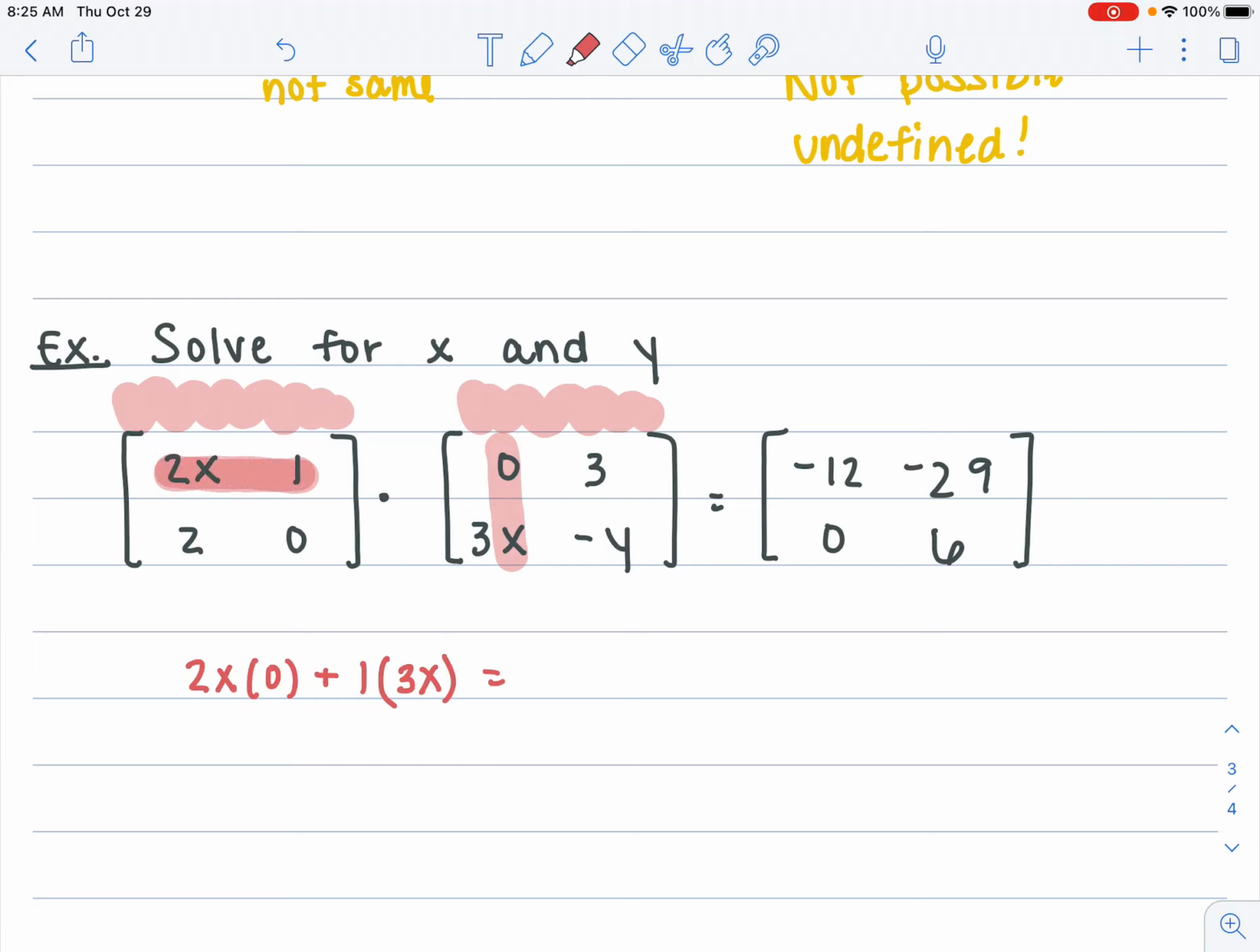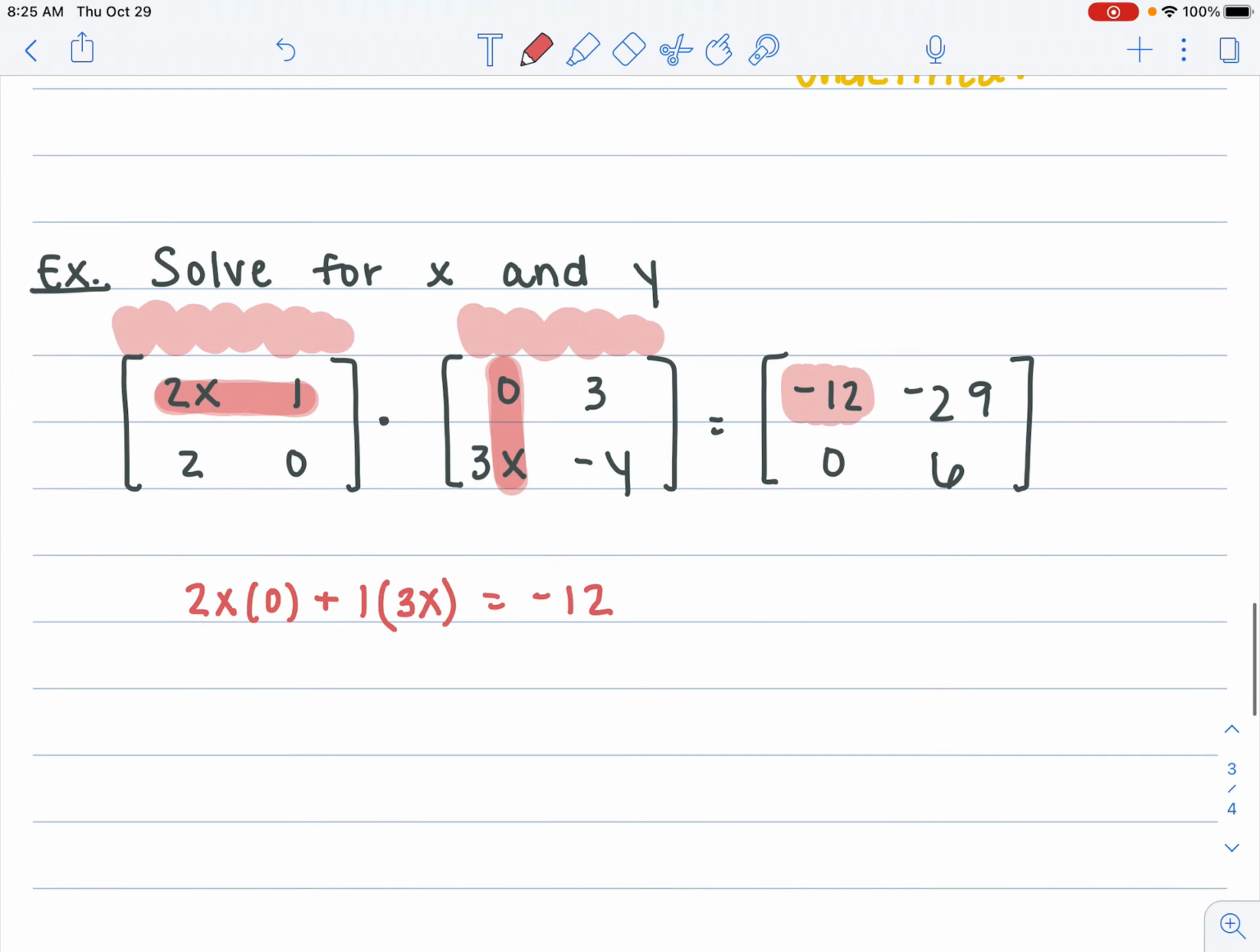So then you're going to go over here to your product matrix and figure out which of those entries goes with this. If I did my first row and my first column, which entry over here is the first row, first column? Well, my first row, first column entry is negative 12. So this should equal negative 12. And I'm going to do the math from here and solve. 2x times 0 is just 0. 1 times 3x gives me 3x equals negative 12. I can divide both sides by 3. I get x is negative 4.